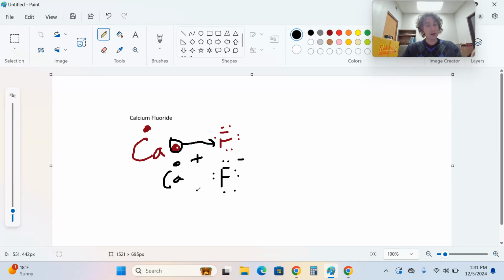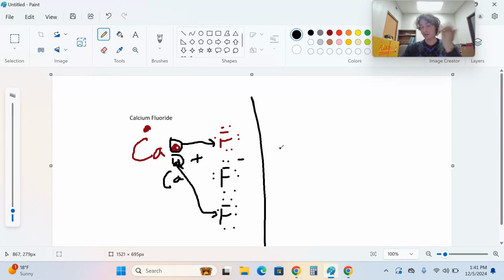Somebody needs to take it. Who's going to take it? Fluorine's happy. He's not going to take it. So along comes another fluorine, right? And he also has 7 valence electrons. He does not have his 8th yet. But he spots this electron and he says, gimme. So he takes it. And now what do I have?